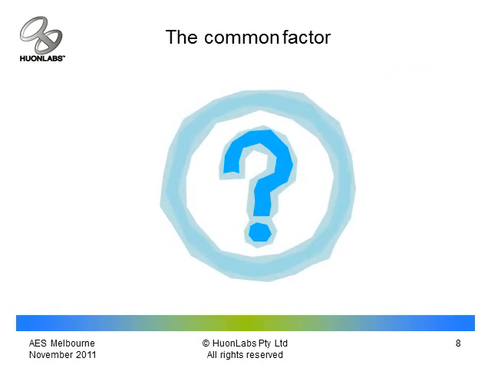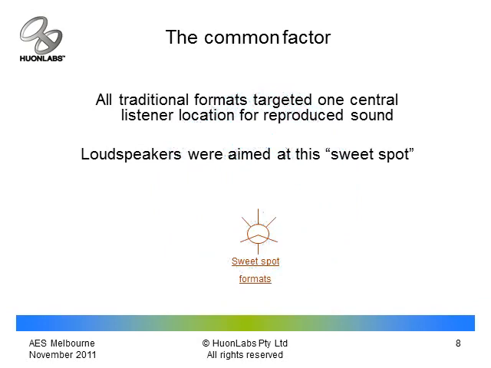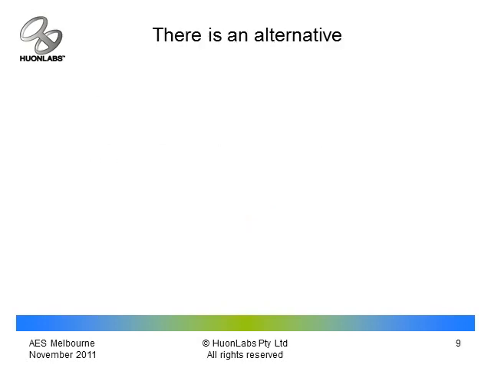The common factor is all of those systems assumed there was one location where it all worked. And that was the sweet spot. So is there an alternative to this? Those that were here 18 months ago will say, we're not sure. And those that weren't will probably say, I'm not sure either. Yes, there is an alternative.